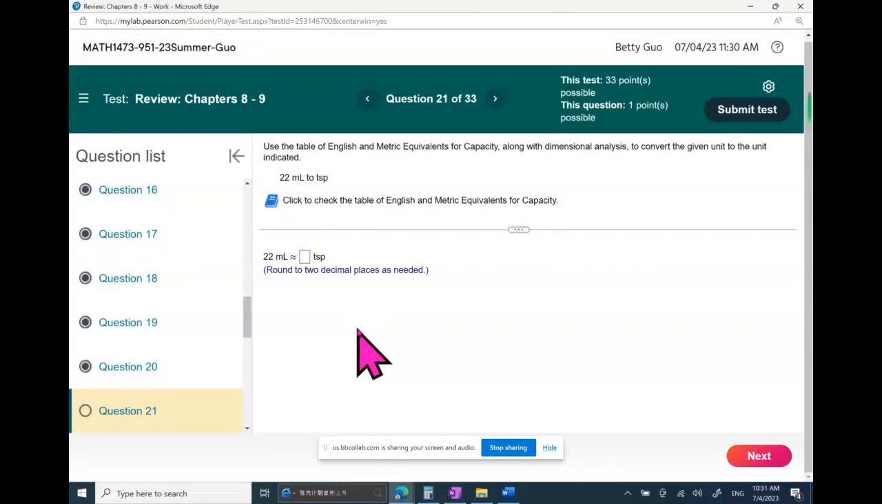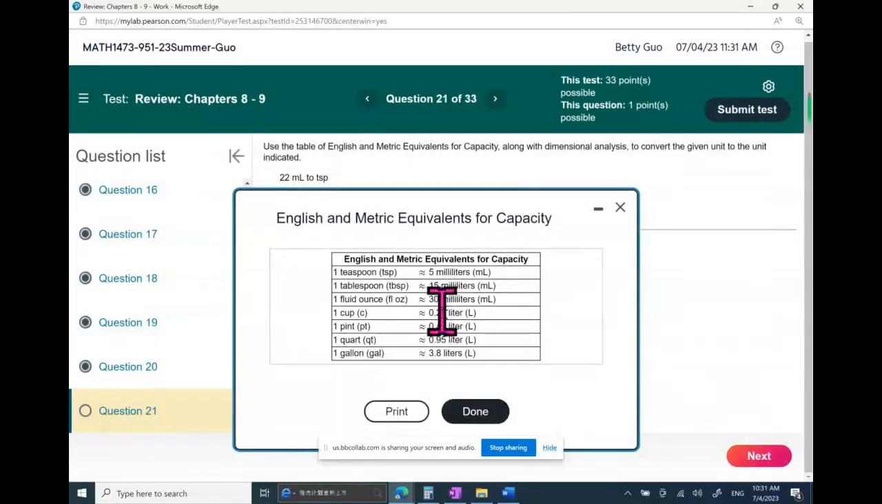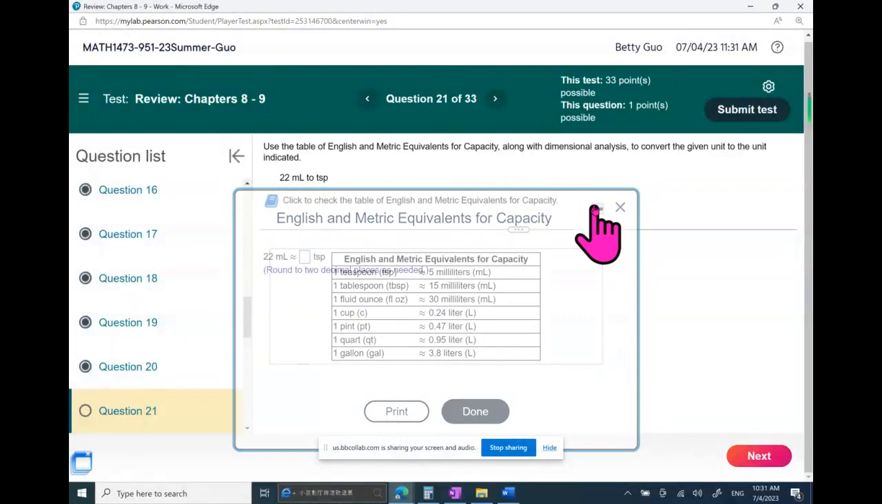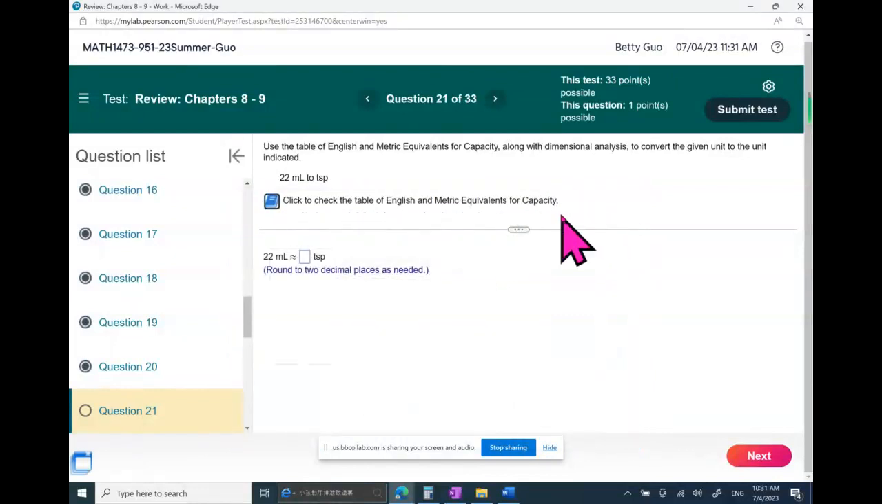This one, milliliter to teaspoon. Let's see the information we have. Milliliter and teaspoon, TSP. Oh, the first one. As you can see, 1 teaspoon is approximately equal to 5 milliliters. So the conversion factor is 5, and the milliliter is a smaller unit because the number in front of it is bigger, right? So we are going to convert the 22 milliliters to teaspoon, and teaspoon is a bigger unit. So the number in front of it is going to be smaller. So we are going to divide 22 by 5.